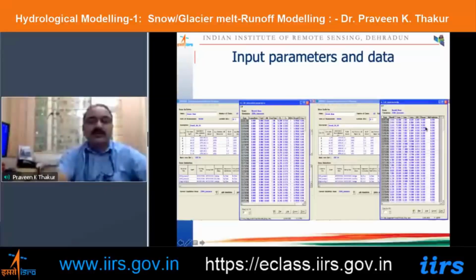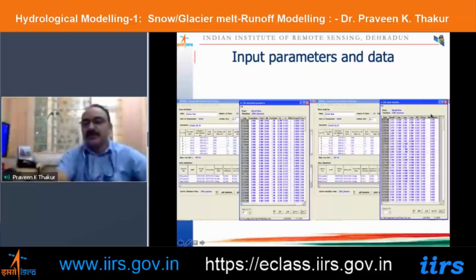Then the other parameters are the input variables which are changing. These are the input meteorological parameters, like the T maximum, T minimum and T average temperature. CDC means conventional depletion curve. The depletion curve is the ratio of snow cover area to the total area, along with precipitation. And if you add the net radiation also, it will improve your simulation.